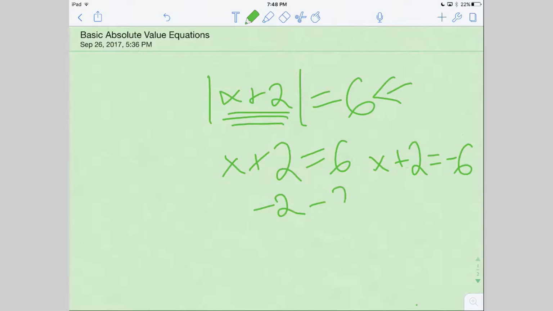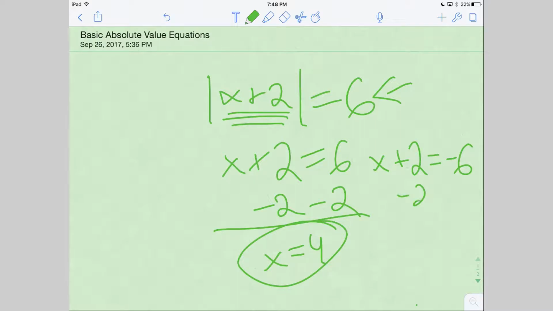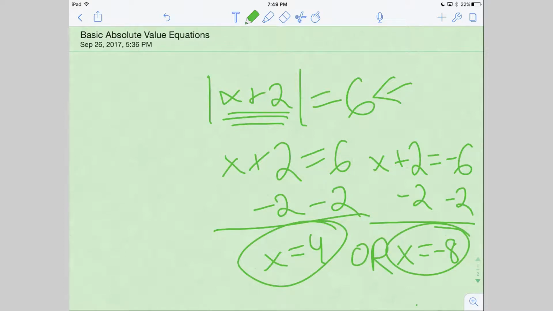Subtract 2 from both sides here to get that x equals 4. And then on this one, we subtract 2 from each side as well, and this gives us x equals negative 8. And these are our two solutions. We can check this.